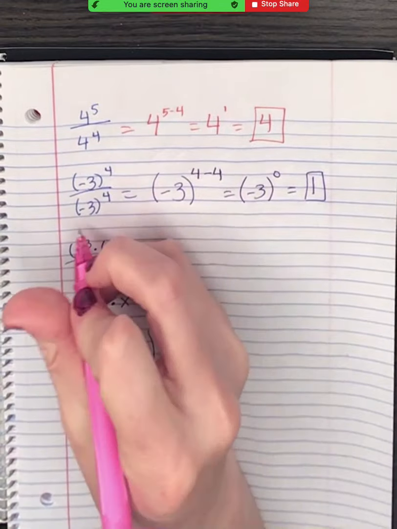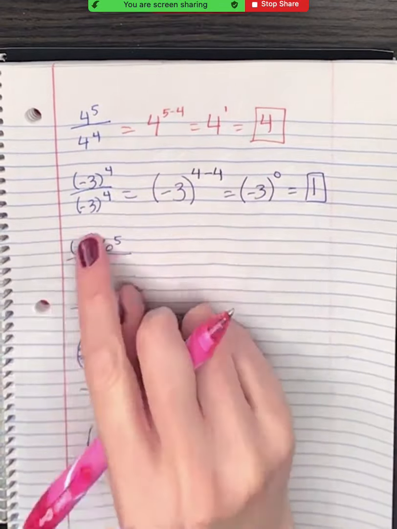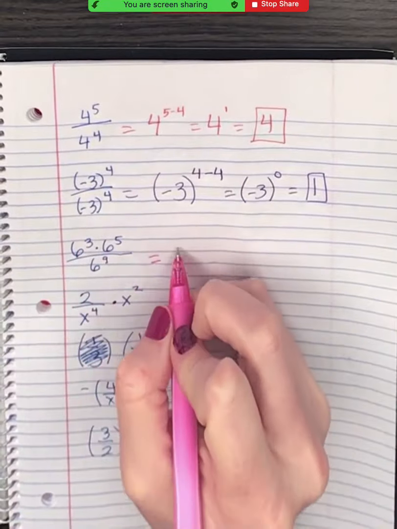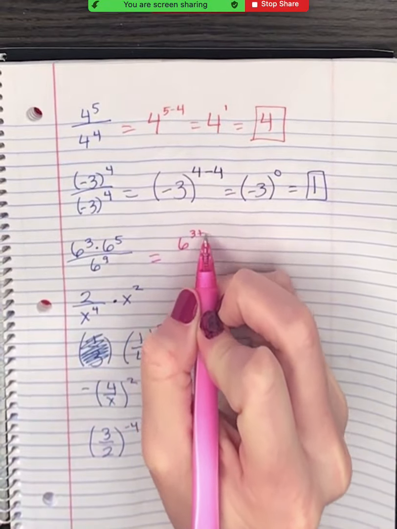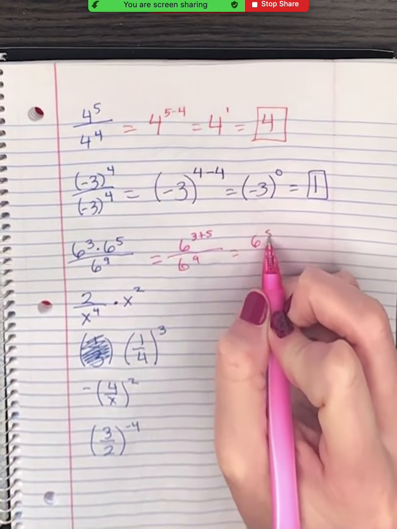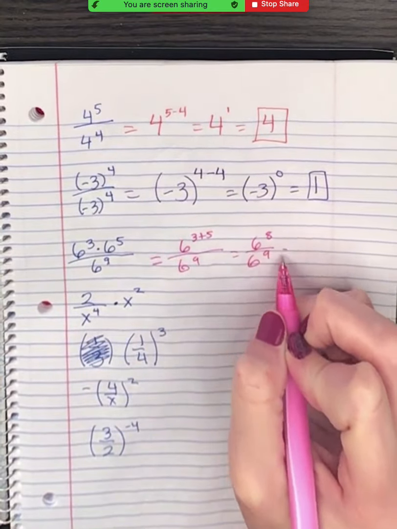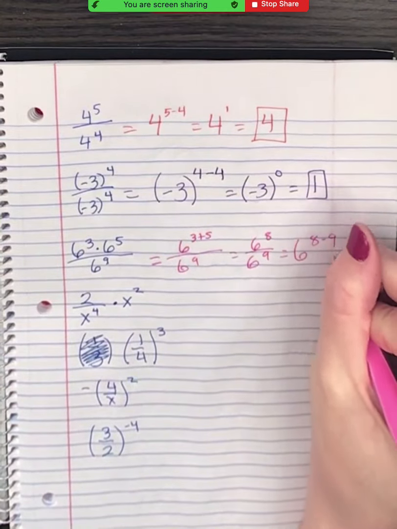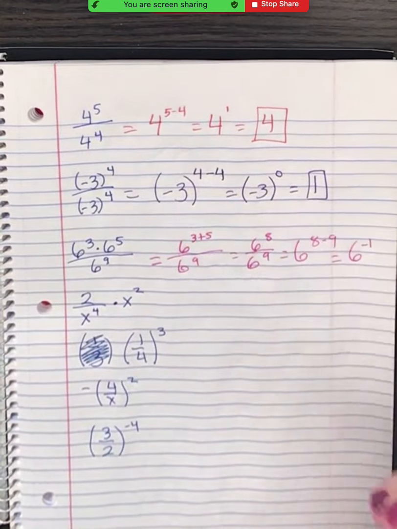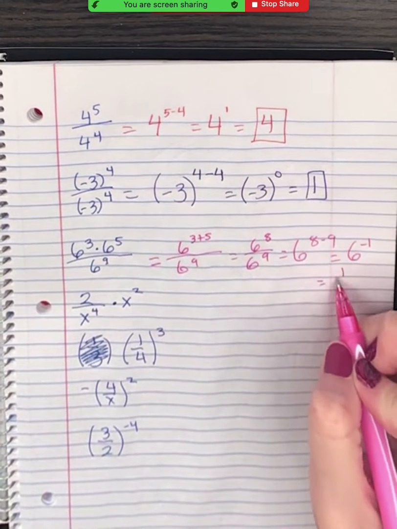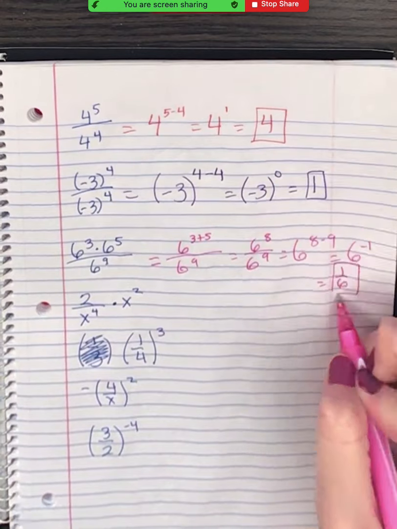Okay, here it is all like bases. We have multiple steps we're going to do. We're going to simplify the numerator first, so that would be 6 to the 3 plus 5 because it's multiplication, and that would be 6 to the 8th over 6 to the 9th. Now it's the same base, so we're going to subtract 8 minus 9, 6 to the -1st. We are not going to leave that negative exponent, and we're going to write that as 1 over 6 to the +1st.